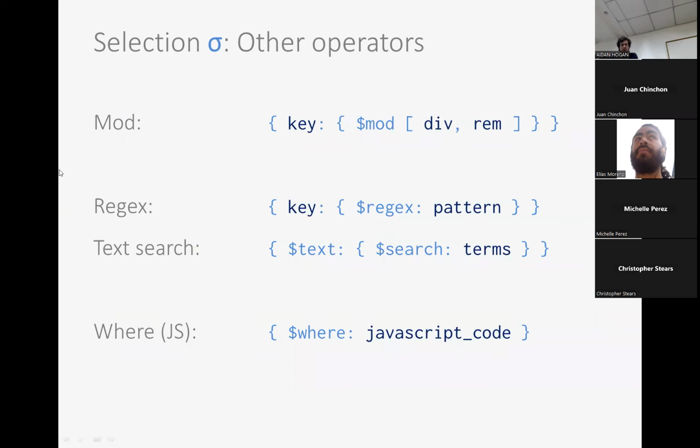Okay. So other operators, we have some other functions, for example, modulo. So we take the remainder of the division. For example, 5 modulo 3 is 2. We have regex to do regular expression matching on strings. We have text search, where we can do free text search, like we saw with Elasticsearch and so forth, for certain terms over a string.